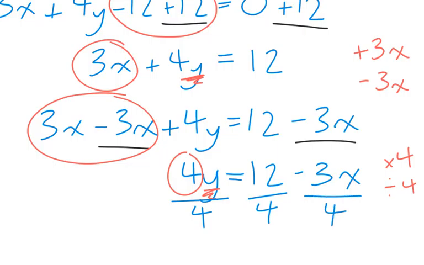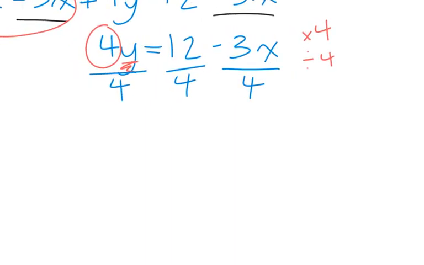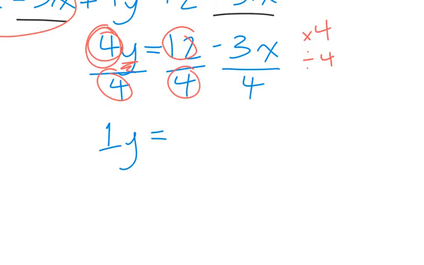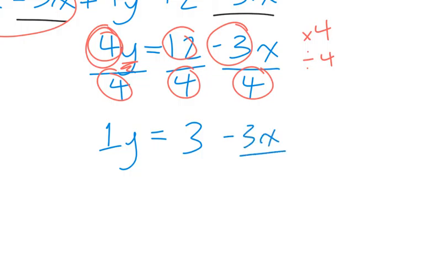Let's simplify some of these numbers. So 4 divided by 4 is 1. So a positive number divided by a positive number gives you a positive number. The y stays exactly the same. 12 divided by 4, that's pretty easy. That is 3. And then we have negative 3x divided by 4. I can't really simplify that, so I'm just going to leave it as negative 3x over 4.